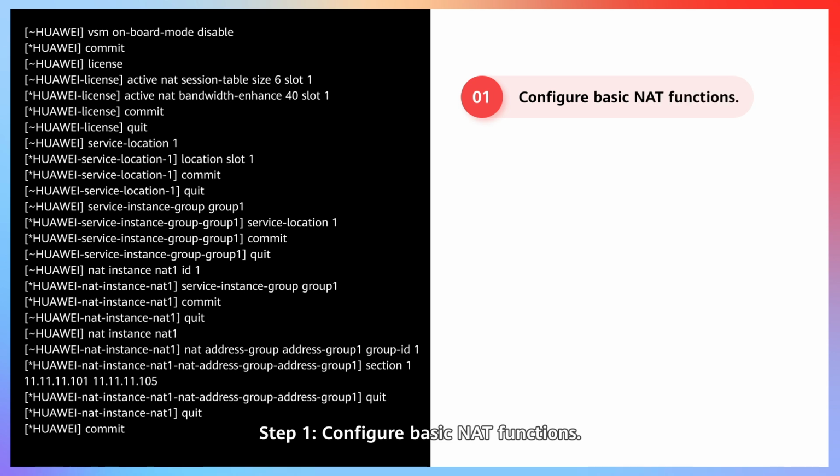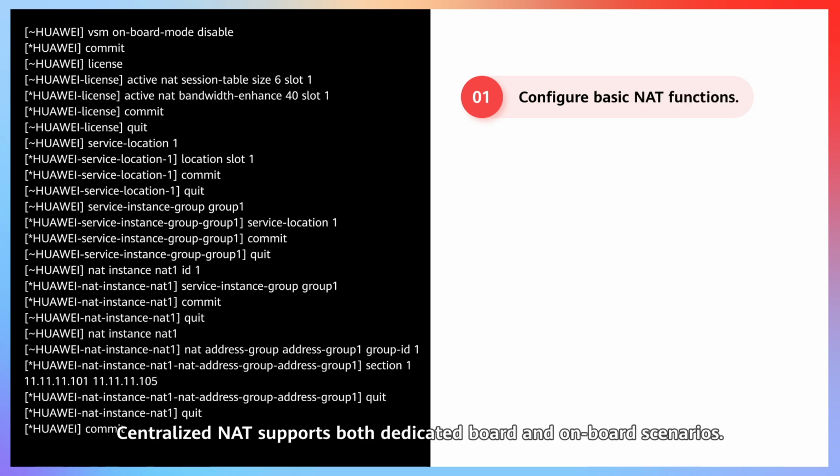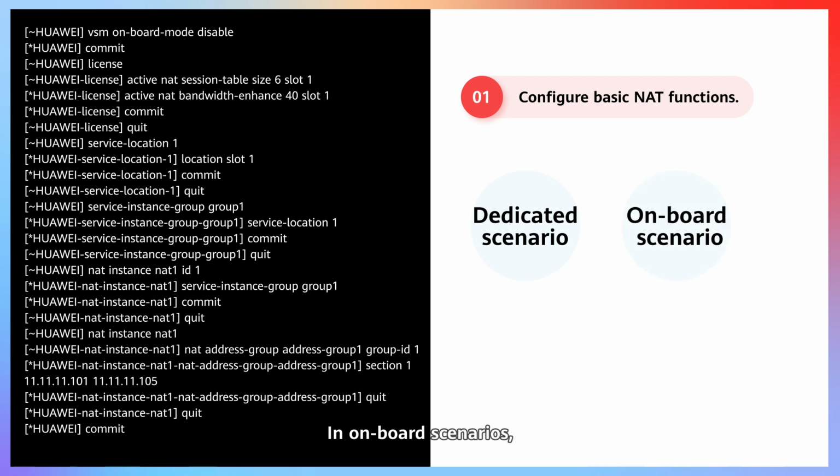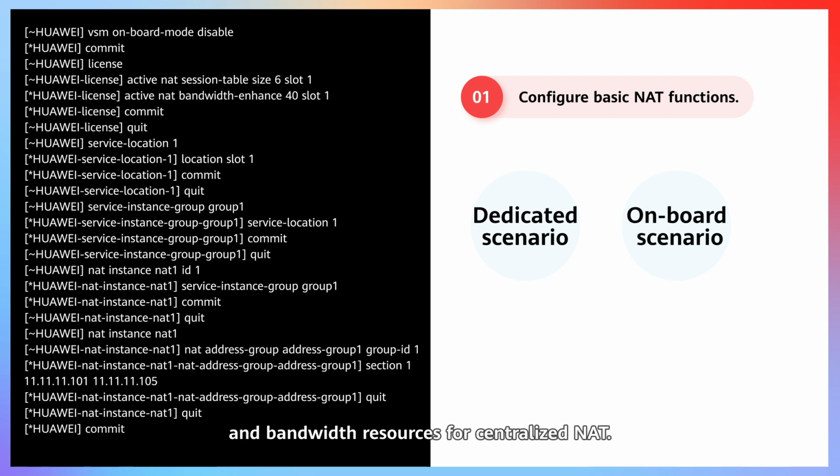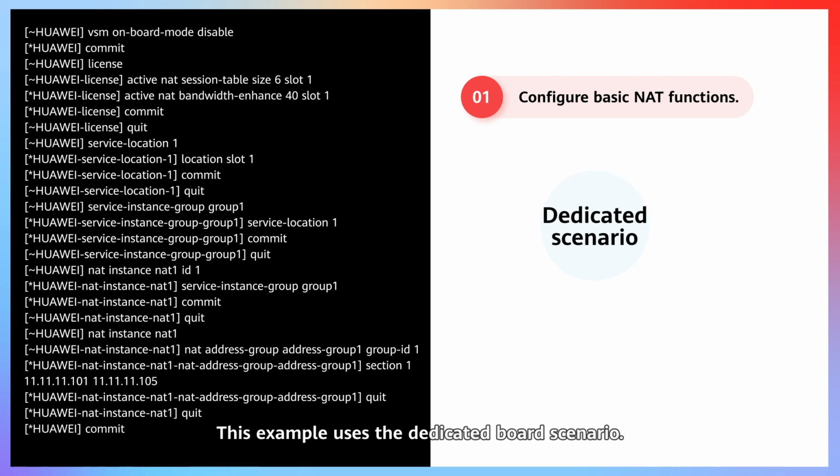Step 1. Configure basic NAT functions. Centralized NAT supports both dedicated board and onboard scenarios. In onboard scenarios, you do not need to enable the dedicated board mode or configure session and bandwidth resources for centralized NAT. This example uses the dedicated board scenario.